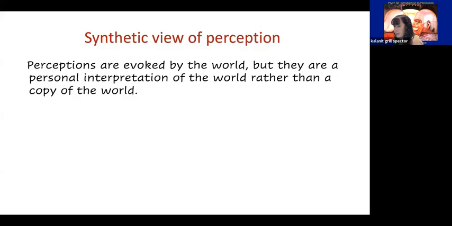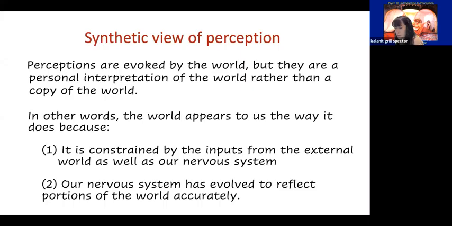So what we're going to try to do this quarter is actually understand how our perception works. Basically my view on this is that perceptions are evoked by the world, but they're a personal interpretation rather than a copy of the world. And they're constrained by two things. First of all, they're obviously constrained by the inputs that are coming from the world, as well as by our nervous system apparatus. So we're going to learn a little bit more about the physical properties of our sensory inputs as well as our nervous systems in order for us to understand perception.